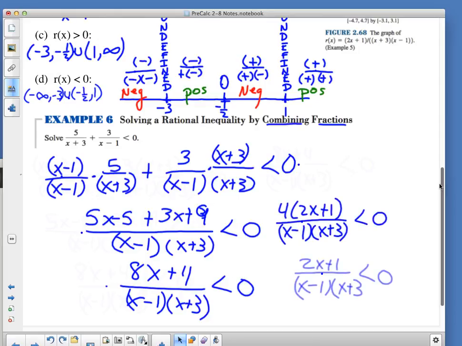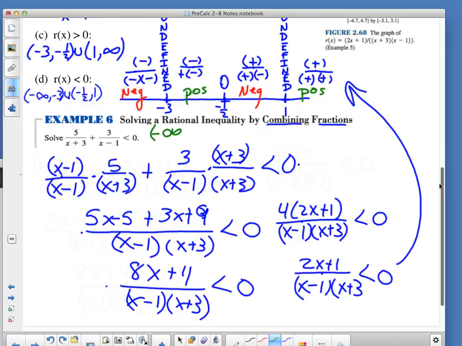So with that said, they're asking me to solve that. When's it going to be negative? And it's going to be negative between, get my answer in here, negative infinity to negative 3, negative 1/2 to 1. And that's my final answer there.